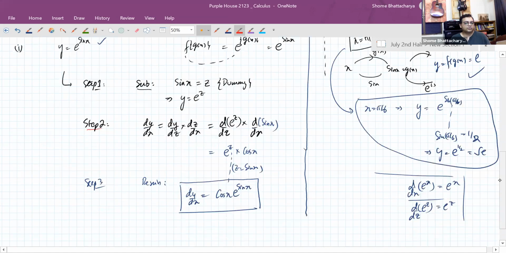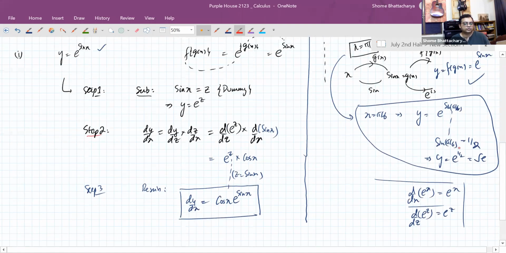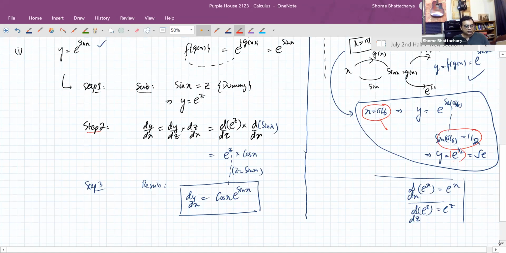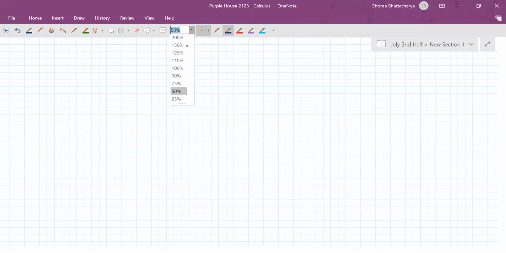I said that is not important, beta. That was just to give you an example to understand how you realize what you have to substitute. If you are calculating the value of y for x equal to pi by 6, first you will calculate sine pi by 6. It's half. Then you will put e raised power half. So the first step is sin x. The second step is e raised power sin x. So that's why you have to substitute sin x as z. Got it now? Yes, sir.